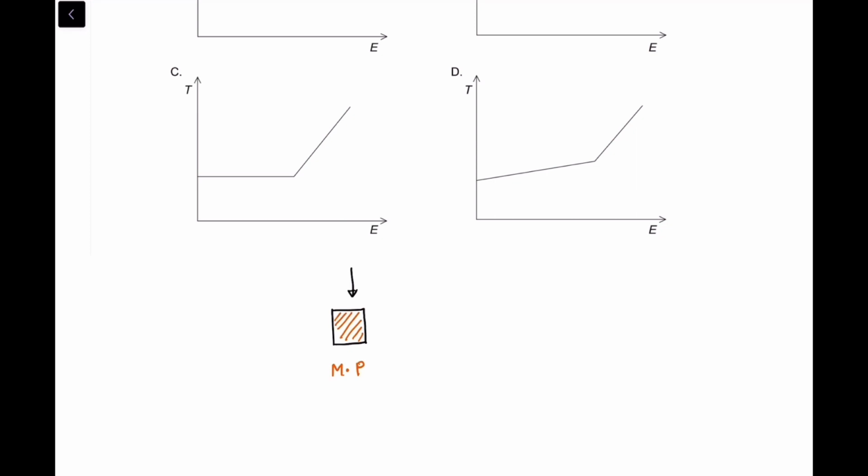Now as we supply energy to this matter, what will happen? The energy will be used to change its state from solid to liquid while maintaining constant temperature. So in the process there will be constant temperature. Now after the solid has been changed to liquid, what will happen?